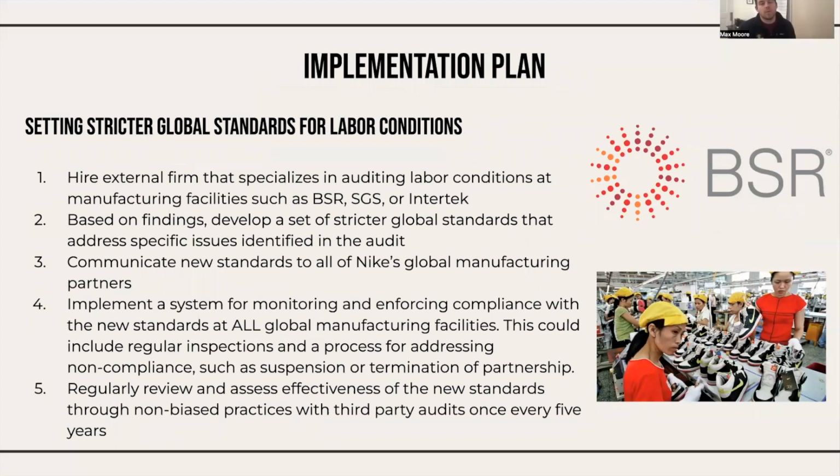Then as we think about two different implementation plans, the first being to set stricter global standards for labor conditions. These are a few key steps that Nike could take in order to set stricter global standards in our implementation plan. So the first includes understanding what's really happening on the ground. The best way to do this would be to hire an independent third-party external firm that specializes in auditing labor conditions, including companies like BSR, SES, or Intertek. And based on these findings, then Nike can develop a set of stricter global standards that address the specific issues brought up in that audit.